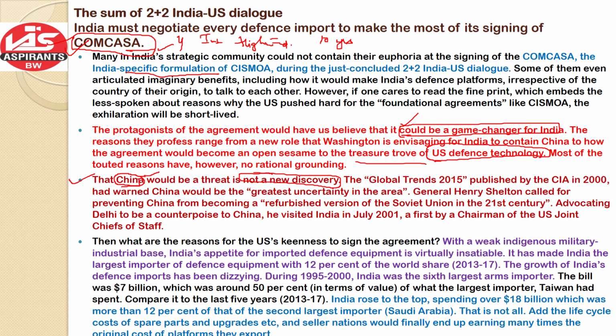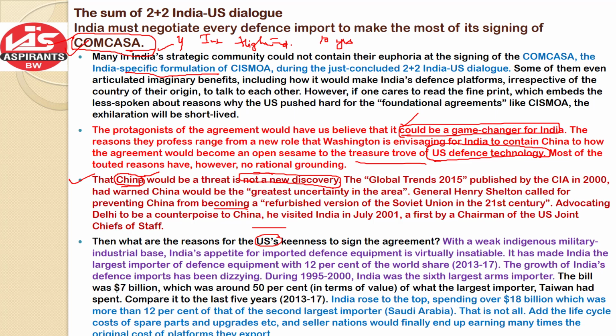Okay, everyone knew that China would be a threat. Many statements have been given regarding that earlier also, that China will be a threat, and India is seen to contain China. So this is not something new. This is not a new discovery that this agreement has done. So why is the US so keen to sign this agreement?